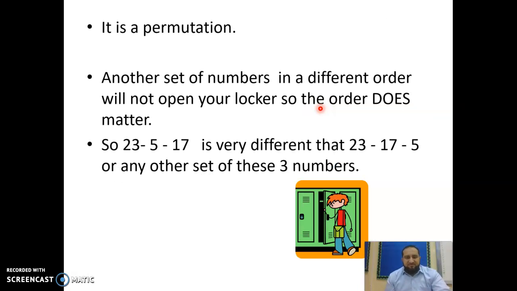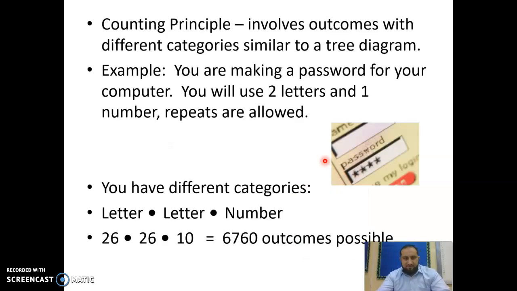Another set of numbers in a different order will not open your locker. So the order does matter. So 23 5 17 is very different from 23 17 5 or any other set of these three numbers. So in these two examples, what can we conclude? If it's a combination, the order does not matter, but if it is a permutation, then order does matter.